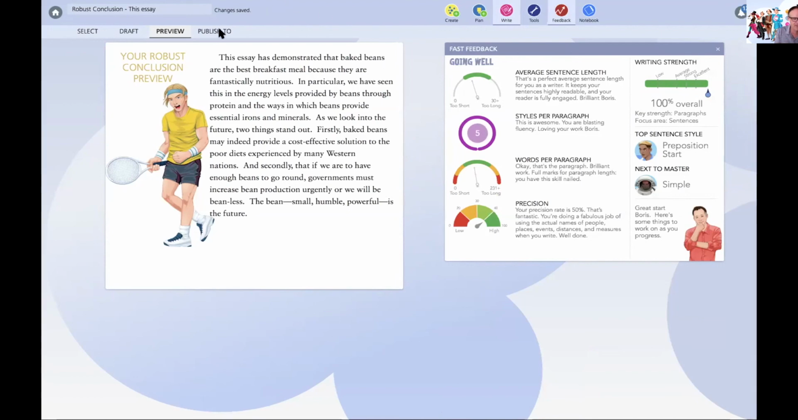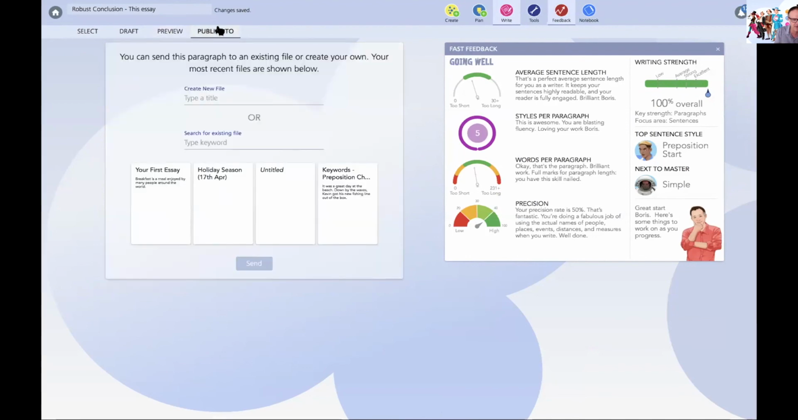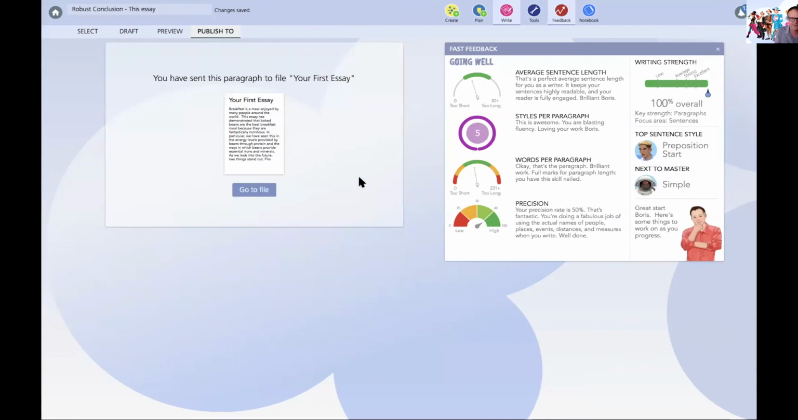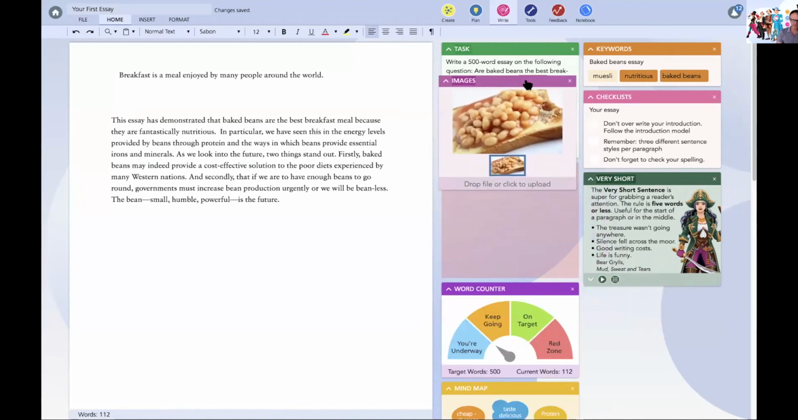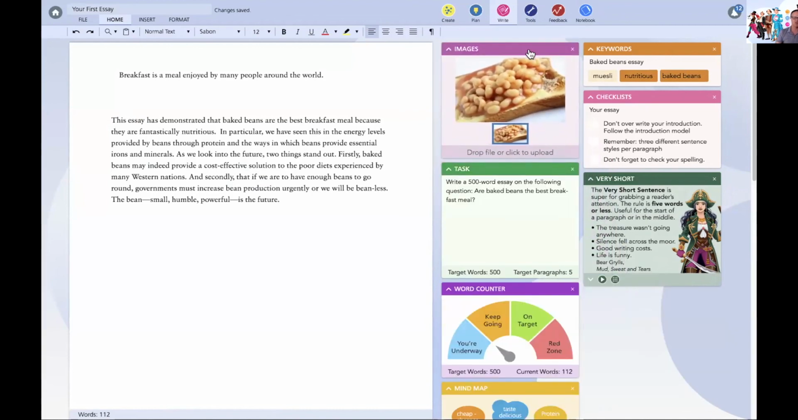And Boris is now going to publish this to his existing piece of writing. And I can just select, there they are. They come up on Writer's Toolbox. My first essay, yes, that's where it's going to go. And I'm going to send it there and straight away go to File. And there is my conclusion attached immediately into the piece of work I'm doing. Your students using Writer's Toolbox, when they get stuck, or you can do this in class, you can just go, halt, let's just work on that paragraph type, and then send it across and build this piece of work piece by piece.